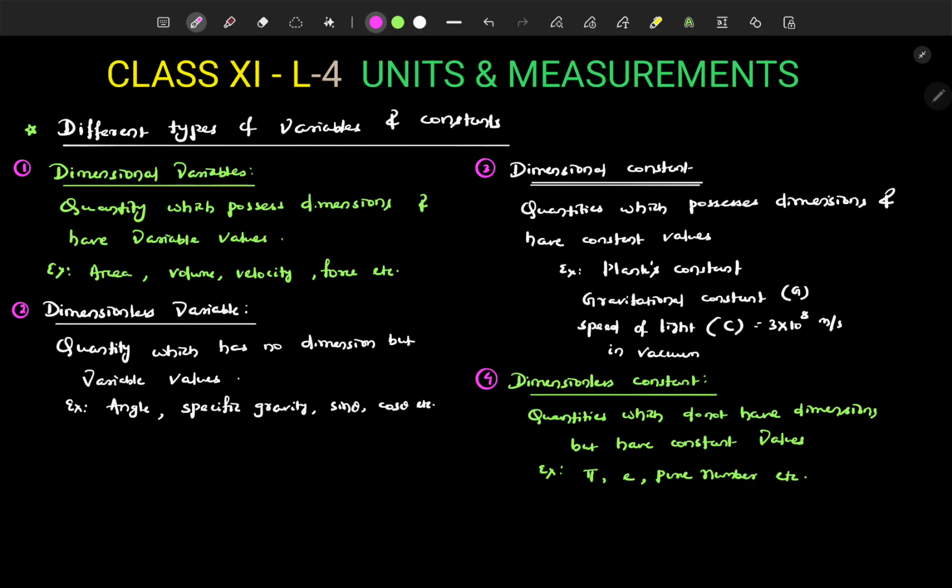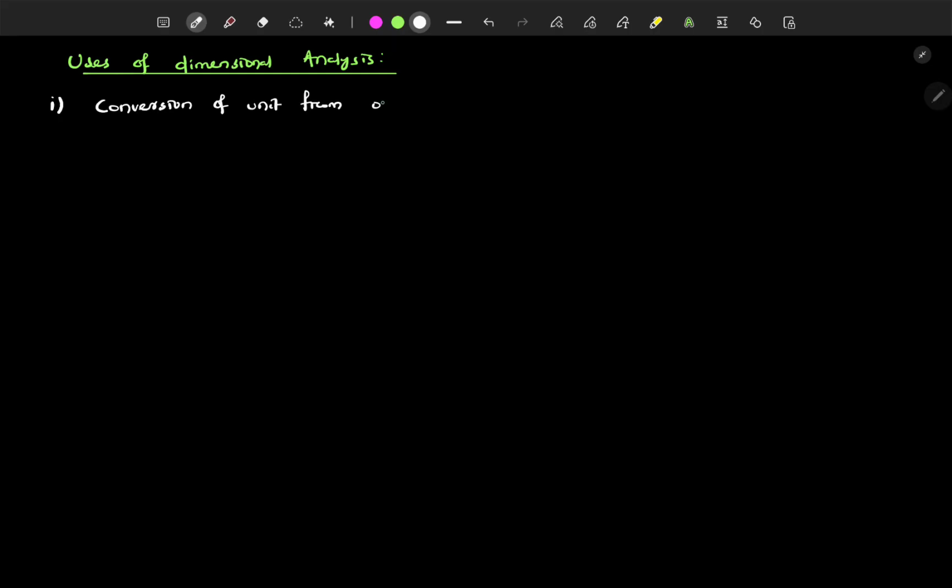So next we come to uses of dimensional analysis. What are the different types of uses? Now see. With the help of dimensional analysis, we can convert one system of unit to another system of unit. So the first point we can write: conversion of unit from one system to another.